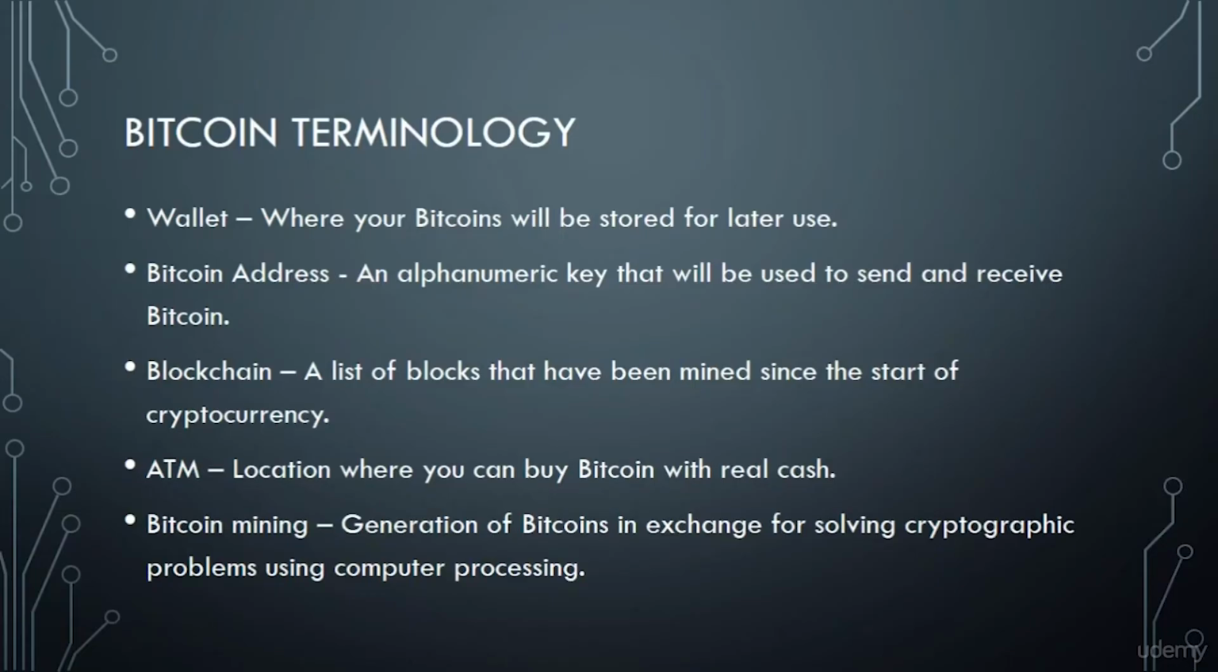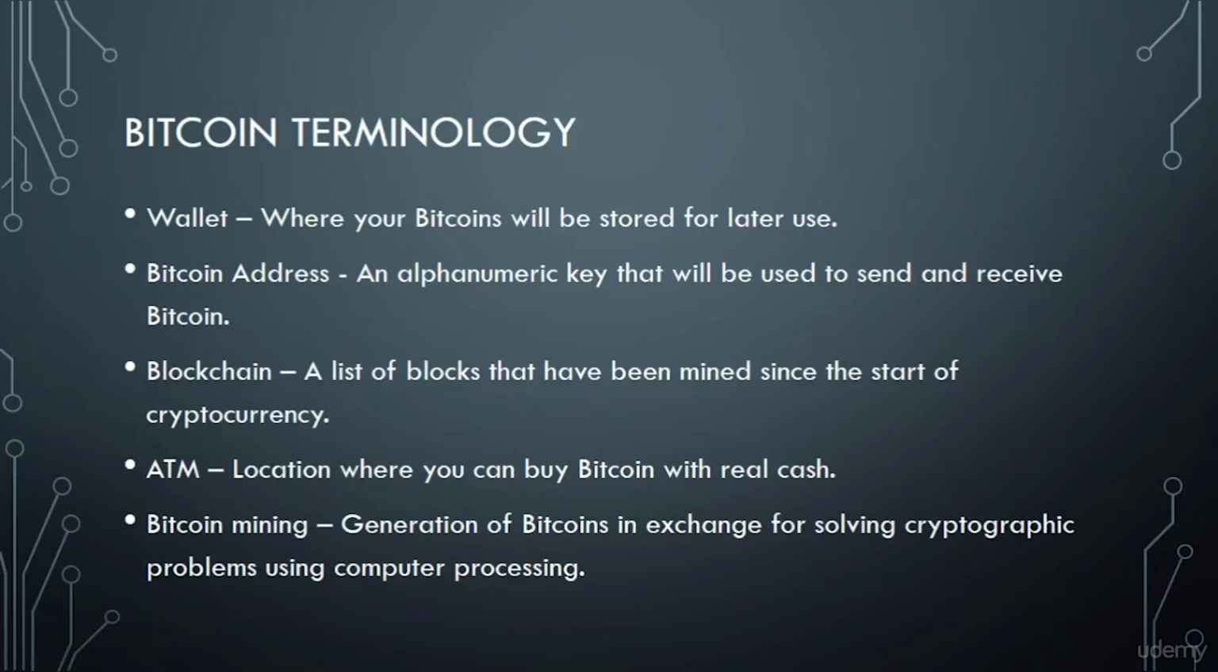Now, secondly, the Bitcoin address. Alright, now this is basically an alphanumeric key that will be used to send and receive Bitcoin. This is your unique address that will be used, for example, if you want to pay someone on the deep web or the darknet, you give them your Bitcoin address, and vice versa. Now, a blockchain. This isn't really important right now. We'll get into it when we're talking about Bitcoin mining. But basically, a blockchain is a list of blocks, which I'll explain, that have been mined since the start of cryptocurrency. I'll get to that in a few minutes, most probably in the next videos.